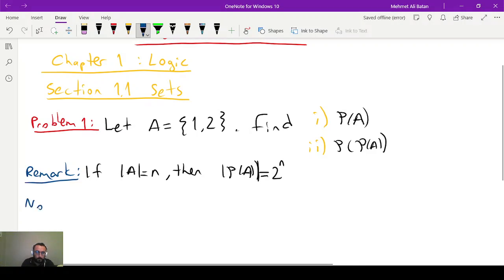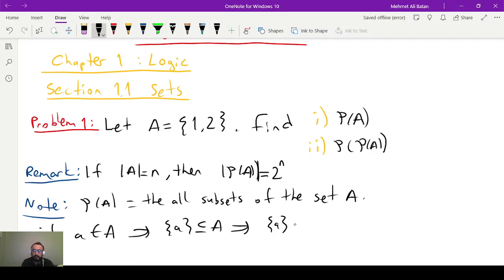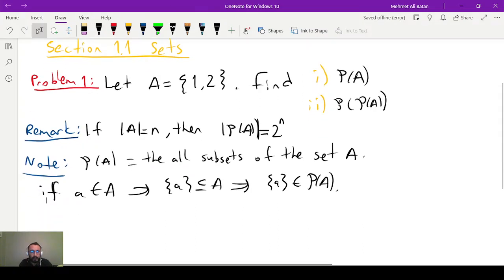Okay, so before starting, and this is also very important, let me write it down. Note. Actually, this is nothing but the definition. The power set of A means all the subsets of the set A. So basically, if a is in A, this implies {a} is a subset of A, and this implies {a} is an element of the power set of A. So this is what you need to be careful about.